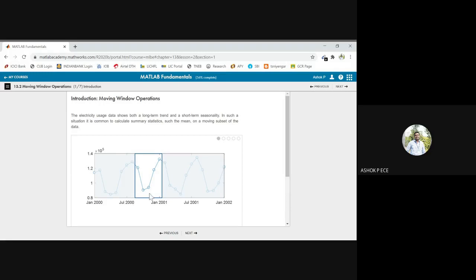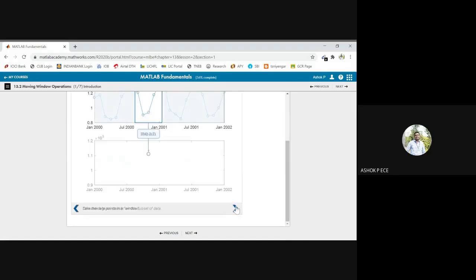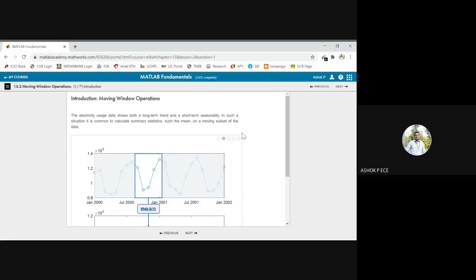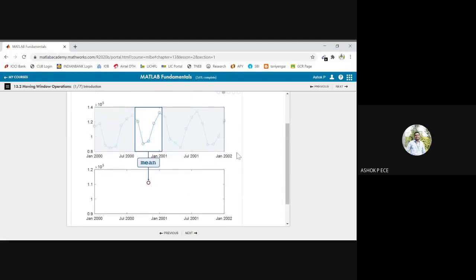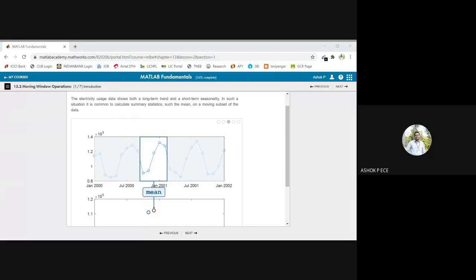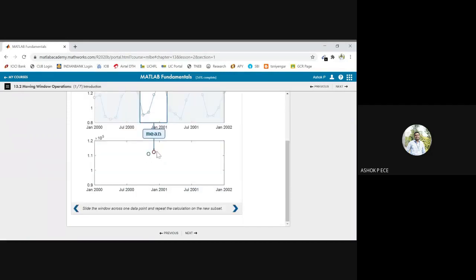So you have to keep your window for a particular duration and you have to move it constantly and find the average. So when you consider this window and take the average of all the values here, that average value comes to around 1.1. That is going to be the mean value, by moving the mean across the years. When I move this window slowly, I can find the mean at each and every point.